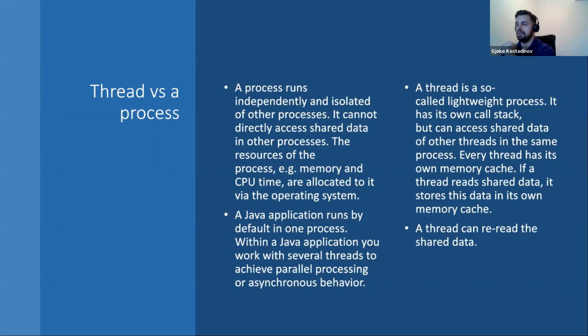On the other side, a process is the JVM that we all know that runs independently and isolated of other processes, and cannot access the data that's occupied by other processes and has its own CPU and memory allocation via the operating system. And as I mentioned, the Java application is such an example.